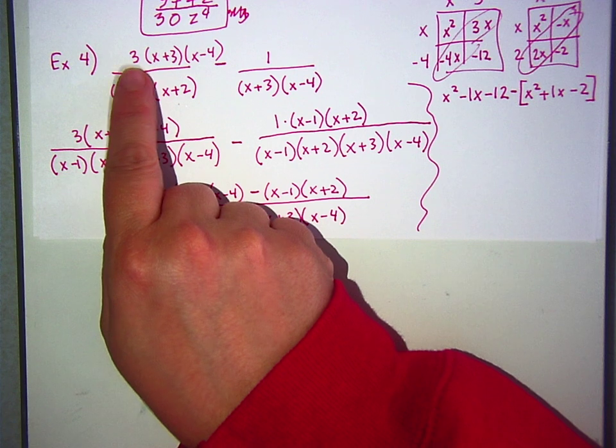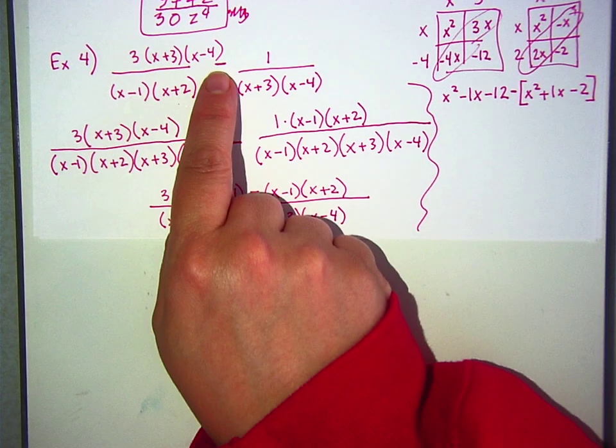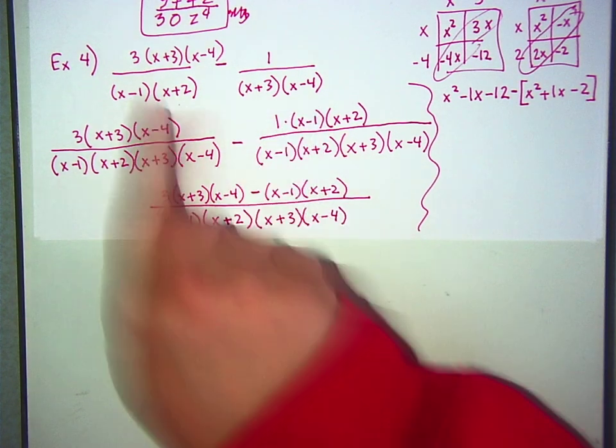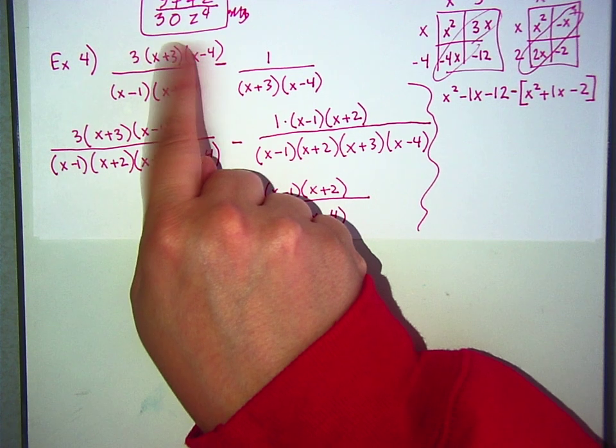At the beginning, there was just a 3 on top and those factors on the bottom, and a minus and a 1 on top and those factors on the bottom. The only thing I added was these two.